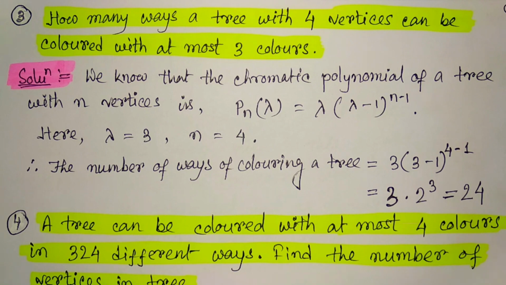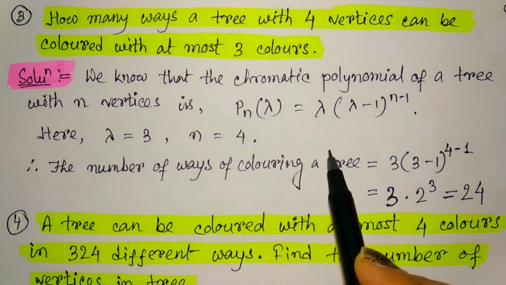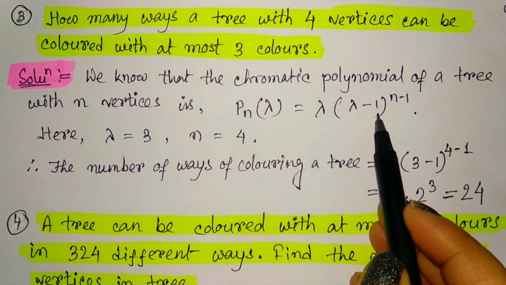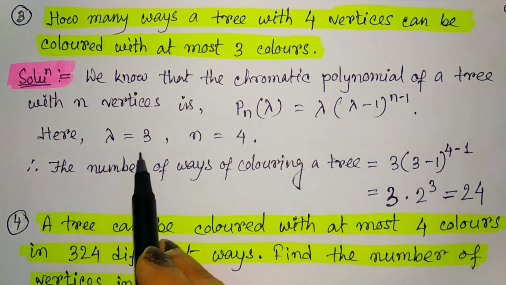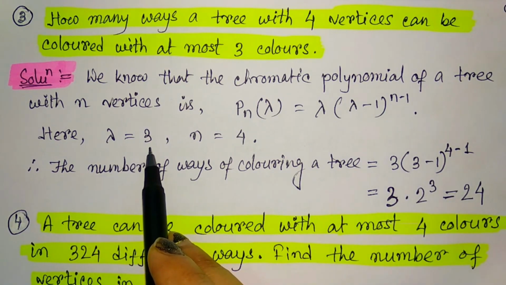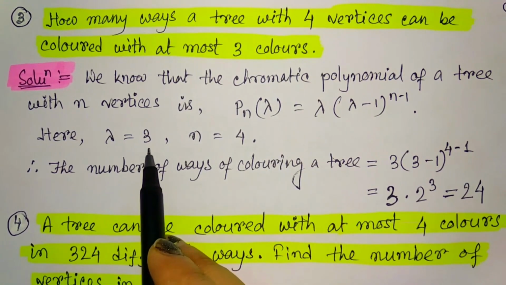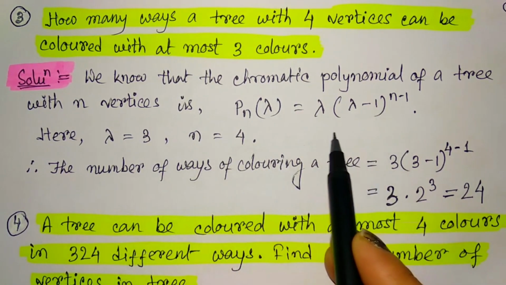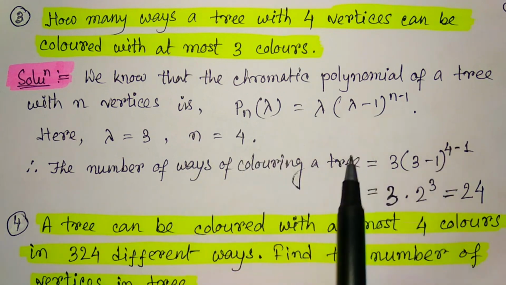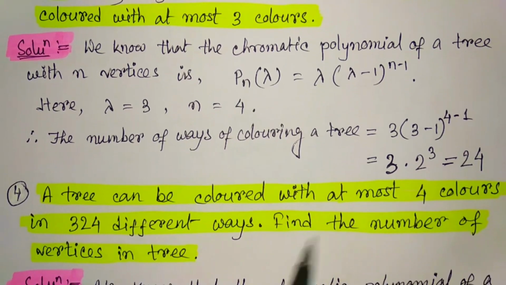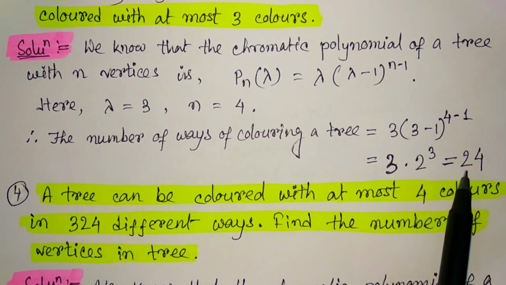And its chromatic polynomial, we know that should be lambda into lambda minus 1 to the power n minus 1. So here the lambda value is given, that the total number of colors used is 3, and the number of vertices is 4. So if we substitute lambda equals 3 and n equals 4 in this chromatic polynomial of a tree, then we will find the total value is 24. So which solves the problem.